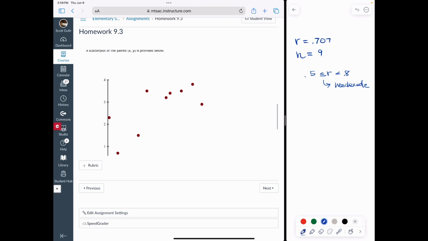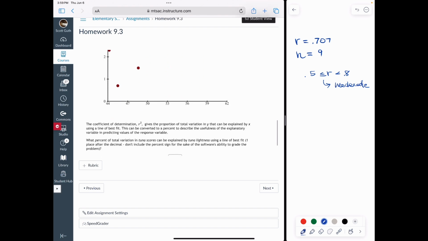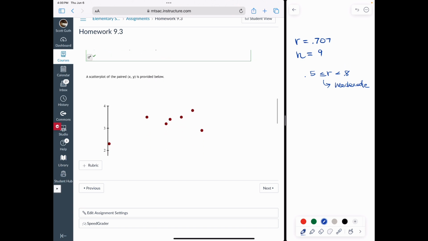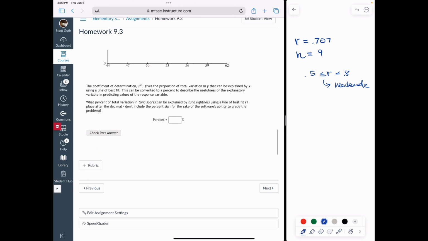Okay, and there's a scatter plot. The points do look like they're kind of aligned. Not great, but roughly a line going uphill. Okay, so that's fine. Let me check my answer, make sure everything's good. Yeah, everything's good. So now we're going to compute our R squared value. Okay, R squared is, we're going to do 0.707 squared. Okay, so I'll do that on the calculator, 0.707 squared. Okay, so it's 0.4998, which is just going to be 0.500.